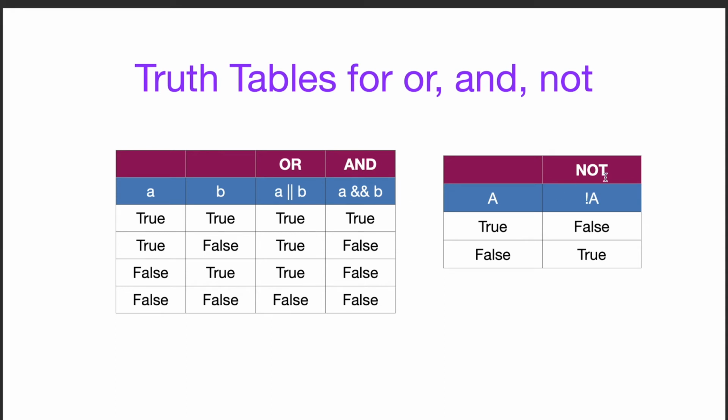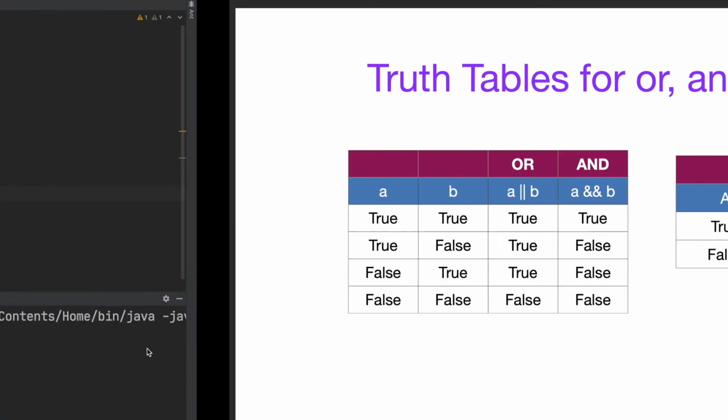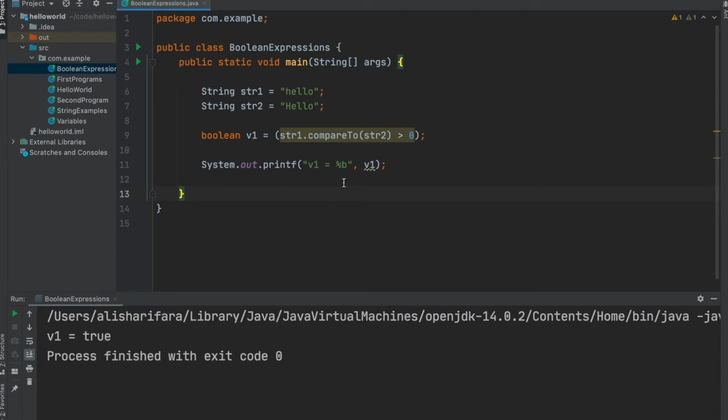For not is easier. Whatever the value of a is, we want to just change it to the opposite. If it's true, we change it to false. If it's false, we change it to true. So we will see several examples. We will be using the truth table in our programs, so don't worry about it. If you get confused, don't worry. We will be looking into several examples and you will learn about the logical operators. Alright, so let's head over to IntelliJ IDEA for writing the first example of logical operators.